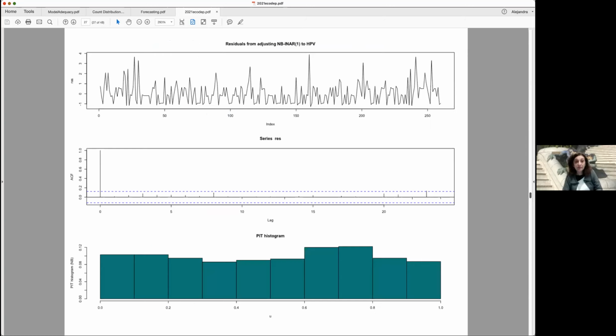Looking again at the residuals, they are serially uncorrelated, which is okay. Well, there is this high correlation here, but at lag 20-something, which is not really important. And the probability integral transformation histogram is a little bit more flatter in this case. So these residuals seem to behave a little better than before.